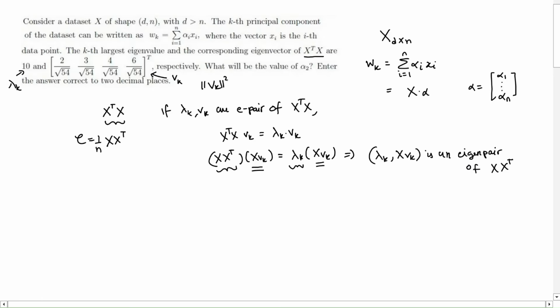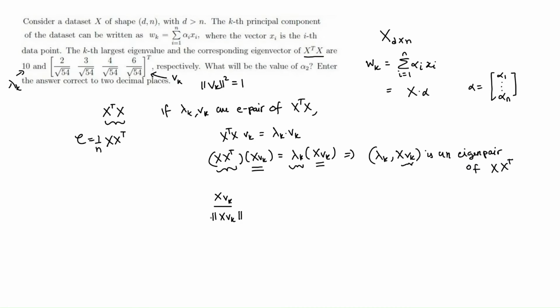Now one thing to be observed is that the vk that they have given has norm square equal to 1. You can just quickly observe it. On the other hand, X vk might not have norm square equal to 1, so we have to normalize it. So we have to consider X vk by norm of X vk. And what will this be? This will be the eigenvector corresponding to the kth largest eigenvalue of the covariance matrix. And therefore, this is exactly our wk, which is the kth principal component.